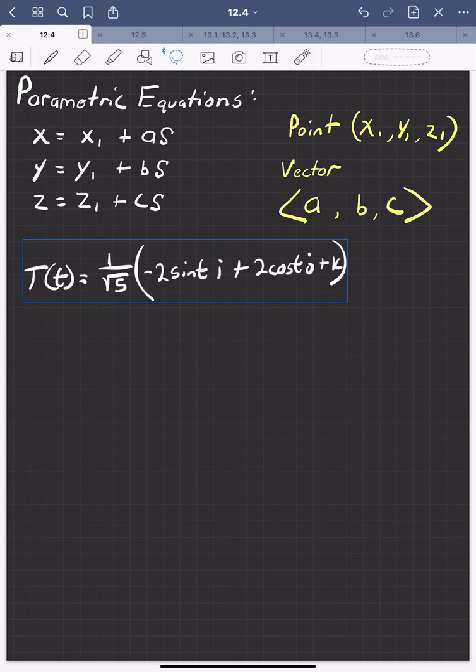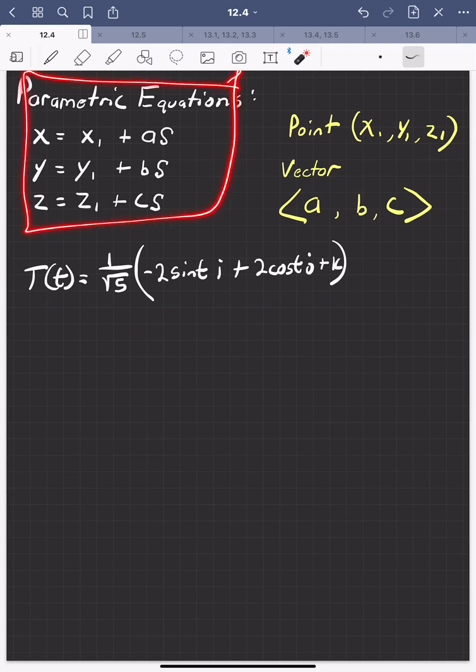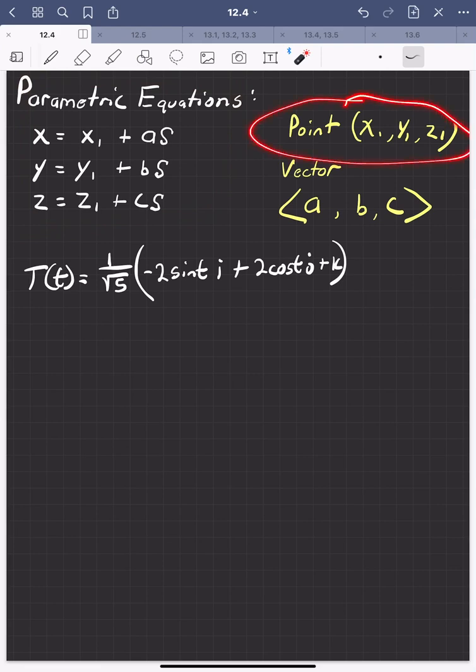So let's think about it really quickly. The parametric equations, we worked with this back in chapter 11. What do you need if you want to find the equation of a line in space? Well, you're going to need a point on that line. Well, that's okay. We're given that. That was given to us in the problem.